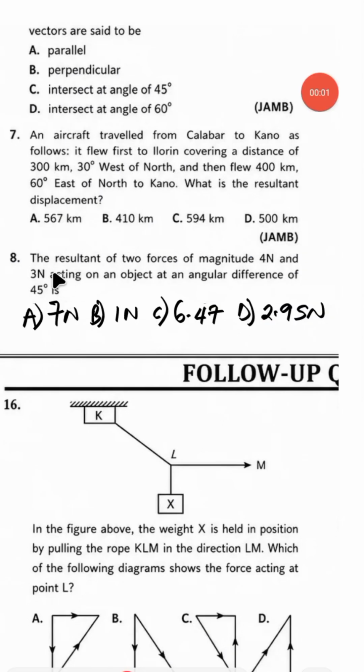Alright, for question 8, the resultant of two forces of magnitude 4 Newton and 3 Newton acting on an object at an angular difference of 45 degrees is. So this is under resolution of forces. So you need to first of all draw a diagram. So the two forces are 4 Newton and 3 Newton, and we're told that the angular difference, that's the angle between the two of them, is 45.